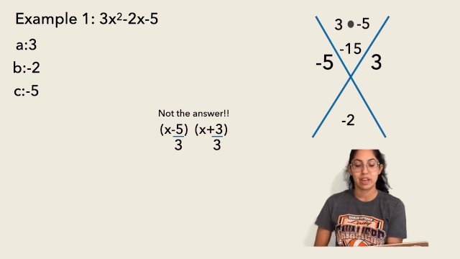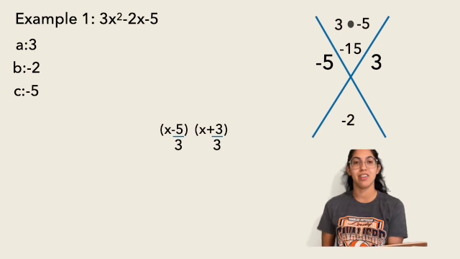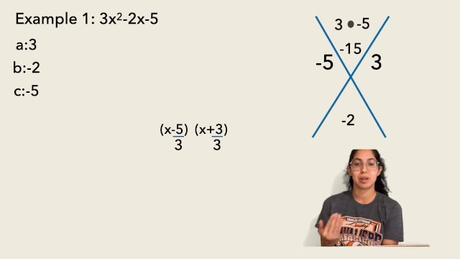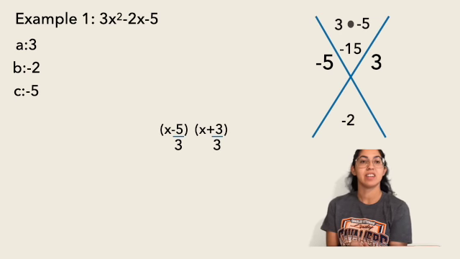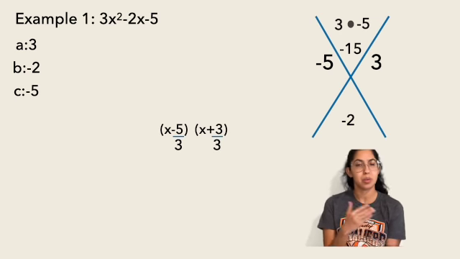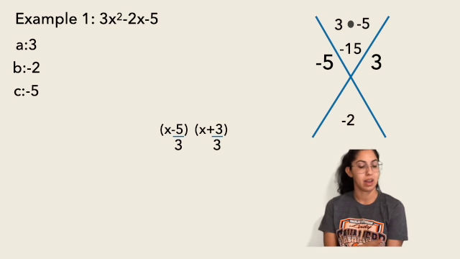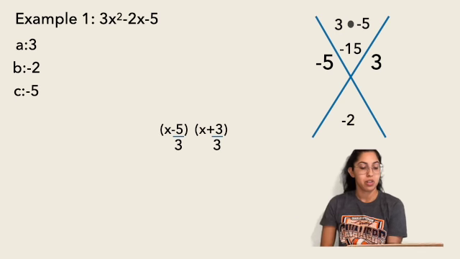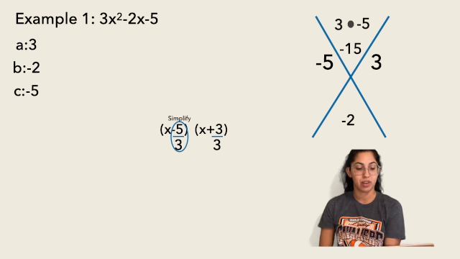Okay, so the next step. You cannot leave this x minus 5/3 times x plus 3/3. If you look at your original problem, 3x squared minus 2x minus 5, we don't have any fractions. So if we FOILed this, we would end up with fractions, and we don't want that. So what are we going to do? We're going to look at our new problems, and we're going to simplify first.